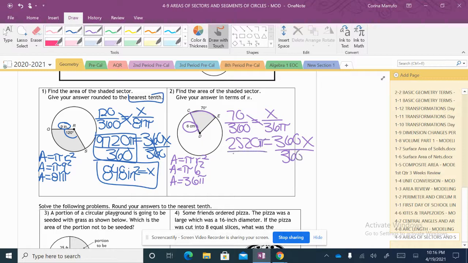We divide both sides by 360. This cancels. We take the 2,520, multiply it times pi, and then divide by 360, and that gives us 21.99, which equals x. Since we're rounding, it'll be 22.0. Our units are centimeters squared.